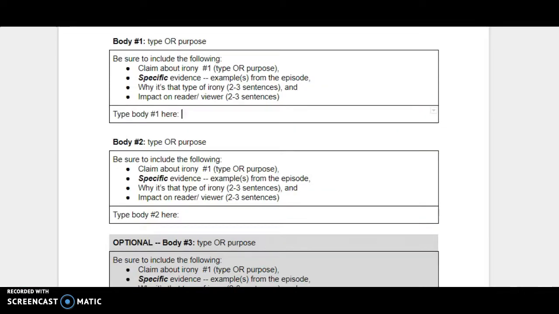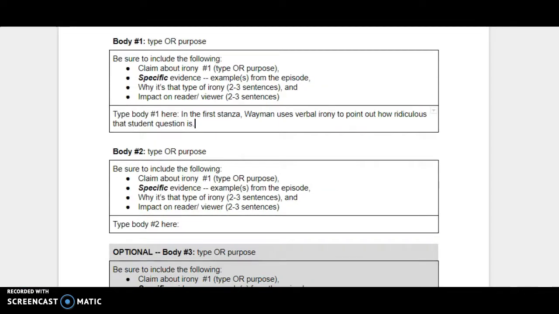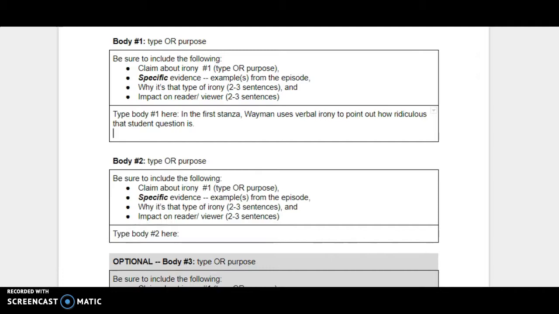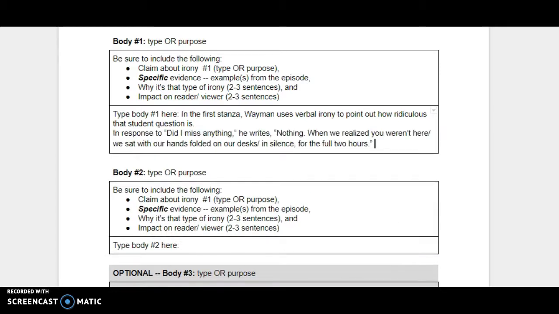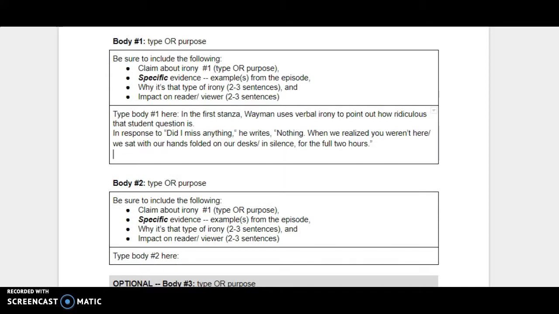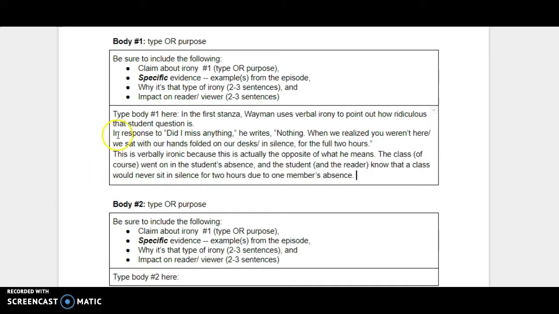My assertion: in the first stanza, Wayman uses verbal irony to point out how ridiculous that question is, because I'm talking about a type of irony. I'll include the evidence saying where it was or what happened in the text. And then I'll go ahead and use the beginning of my commentary, which explains why it's that type of irony in 2 to 3 sentences. And that's exactly what I do here. I know it's verbal irony because, and I use the definition in my answer.